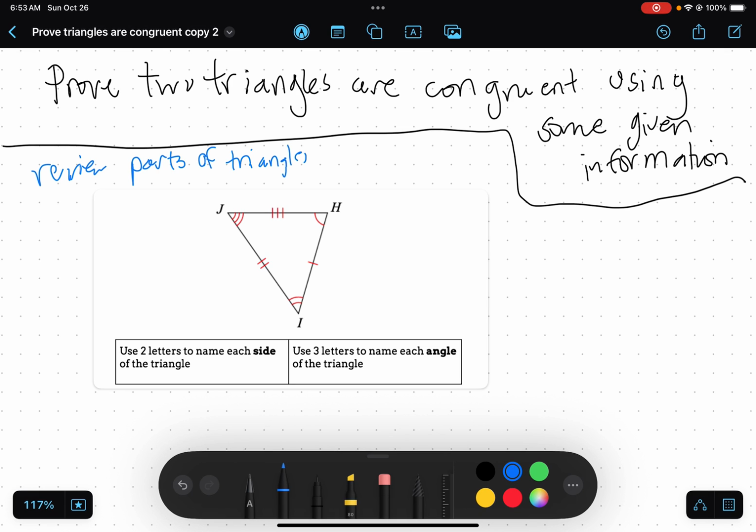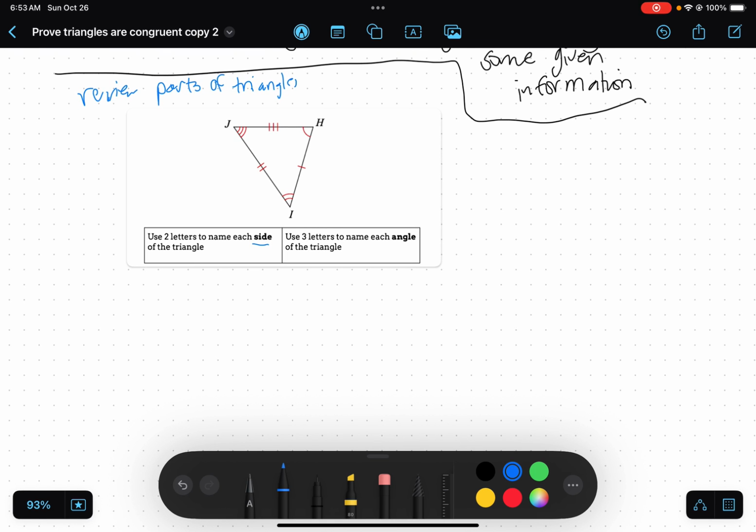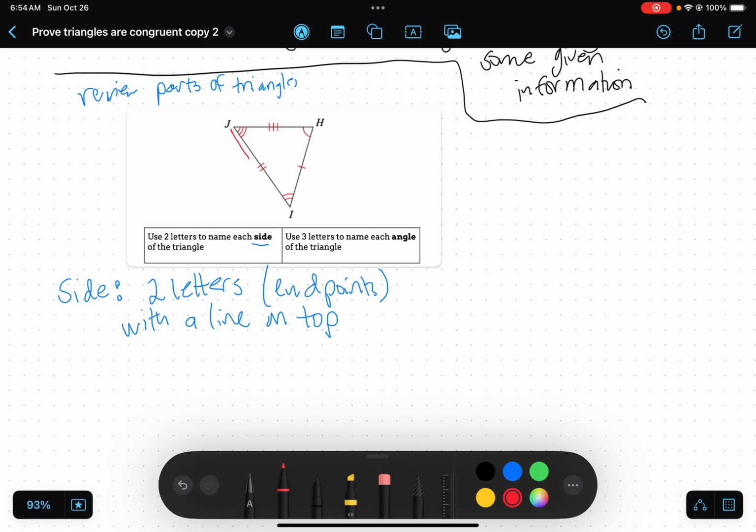Okay, so how do we name the sides of a triangle? Let's do the sides first. If I want to name the sides of the triangle, you need to use two letters, which are the two endpoints of the sides, with a little line on top of it. Let me name these sides and see if it makes sense. This side right here is JI, with this dash. This dash shows that I'm naming JI.